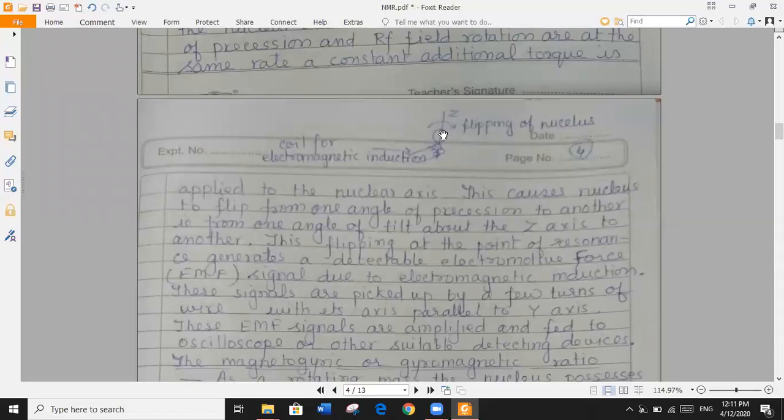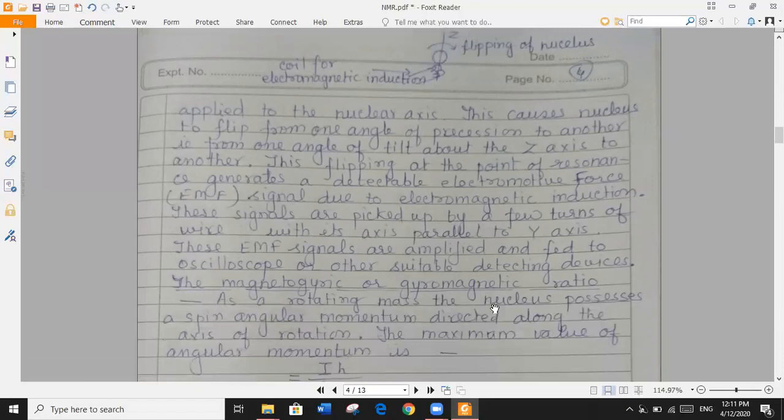वहां पे कॉइल्स रखी गई हैं, दो कॉइल्स के बीच में जब इस तरह का मूवमेंट होगा तो चार्ज का मूवमेंट होगा अगर दो कॉइल्स के बीच में, तो वहां पे इलेक्ट्रिसिटी जनरेट होगी, इलेक्ट्रोमोटिव फोर्स जनरेट होगा, जिसका कि सिग्नल मिल जाएगा. These signals are picked up by a few turns of wire with its axis parallel to y axis. Y axis में एक सिग्नल मिलेगा. These EMF signals are amplified and fed to oscilloscope or other suitable detecting devices.